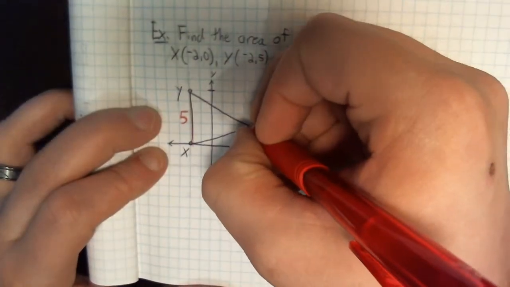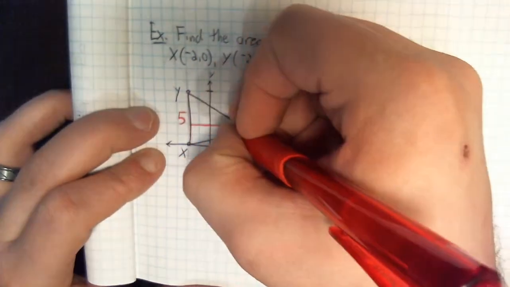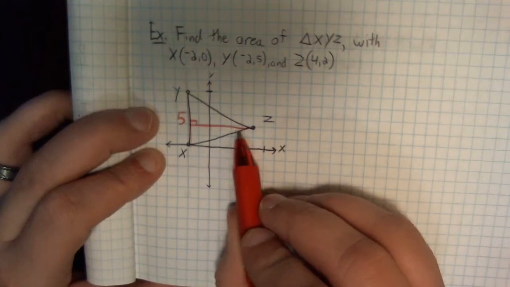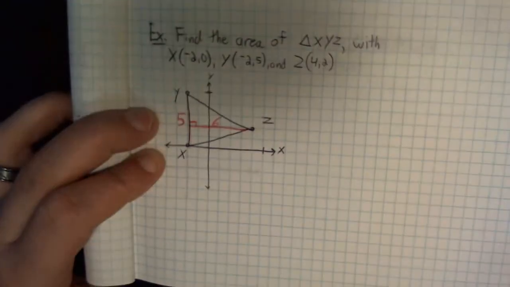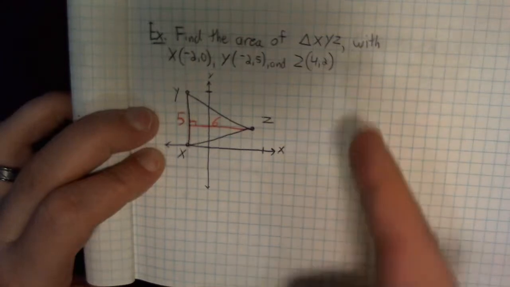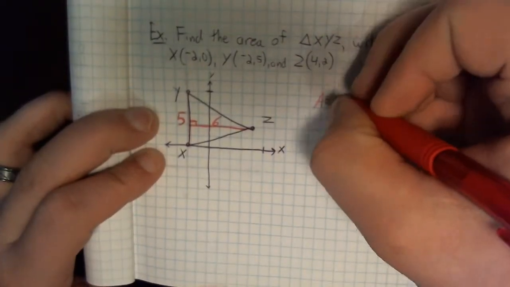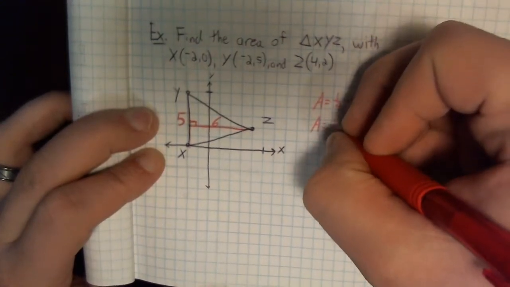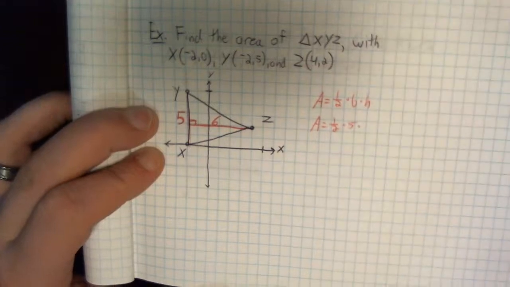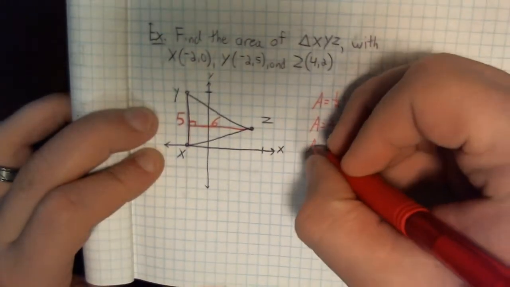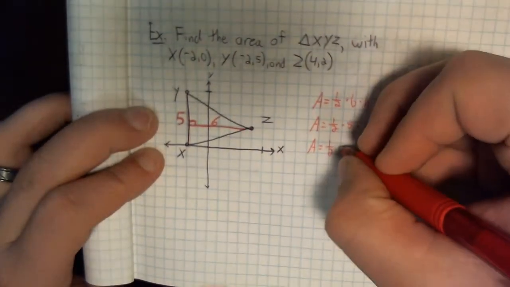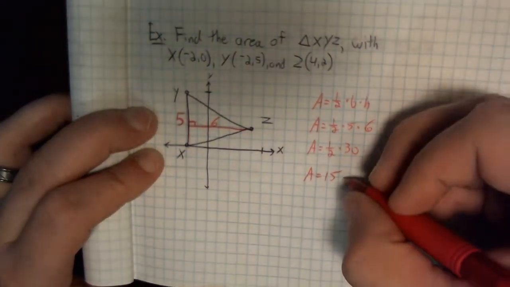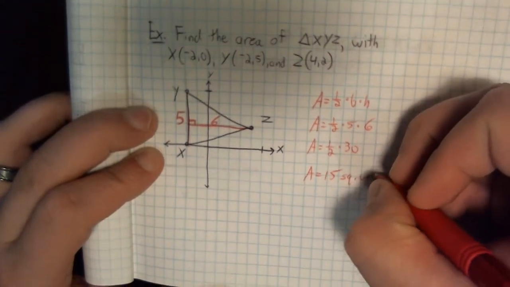From the highest point perpendicular to my base, I have a height of 1, 2, 3, 4, 5, 6. We know that this is a triangle. It says it right in the problem. So our formula is 1/2 times base times height. When we substitute in our base of 5 and our height of 6, we're going to have 1/2 of 30, and half of 30 is 15. And we're talking about square units.